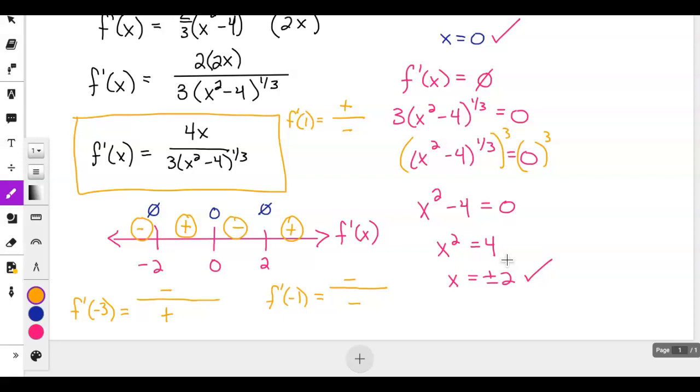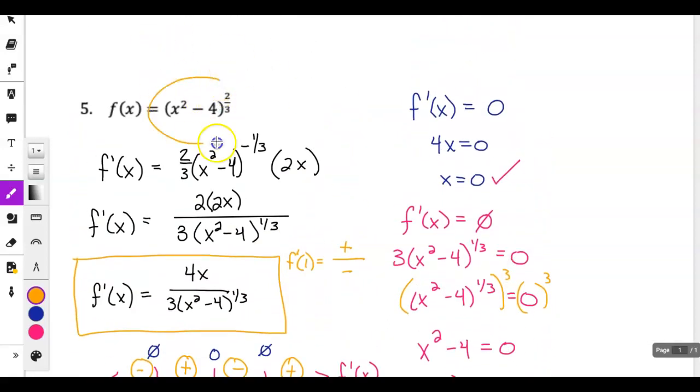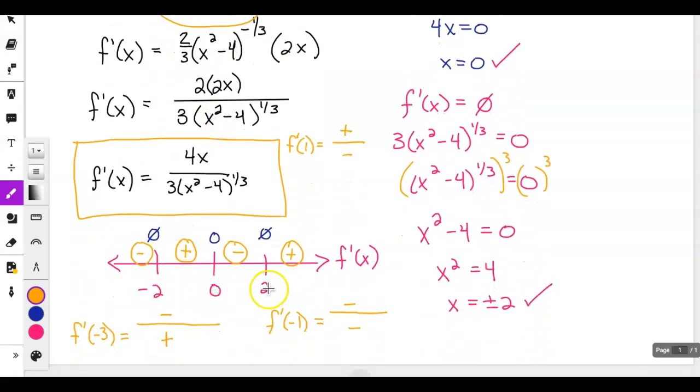But the one thing I want you to check here is these 3 numbers are partition numbers because they made the derivative 0 or undefined. If you go back and look at the original, it is not a fraction. It's to the 2/3 power. You can take the cube root of a positive or a negative, and we're never going to divide by 0. So what you should notice is all 3 of these numbers, even though we figured out they were partition numbers, they're also critical values because none of them make the original undefined. So these all can be relative maxes or mins.